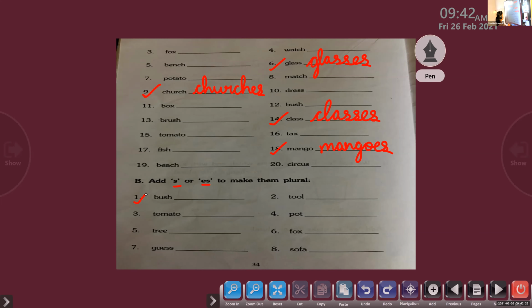What should I add? Spelling? B-U-S-H-E-S. E-S. Very good. Thank you. Azaria, number 2. Tool. T-O-O-L. Tool. Spelling? T-O-O-L-S. Okay, very good.